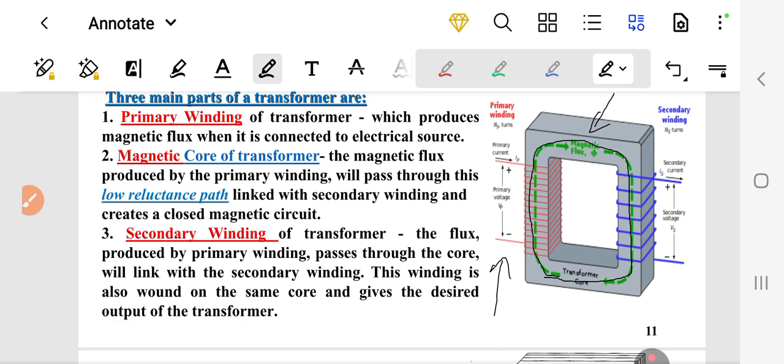The last part of a transformer is the secondary winding. The flux produced by the primary winding passes through the core and links with the secondary winding. This winding is wound on the same core. It is wound around the same magnetic core and gives the desired output of the transformer, which is the output voltage needed by the electrical load at the secondary terminals.